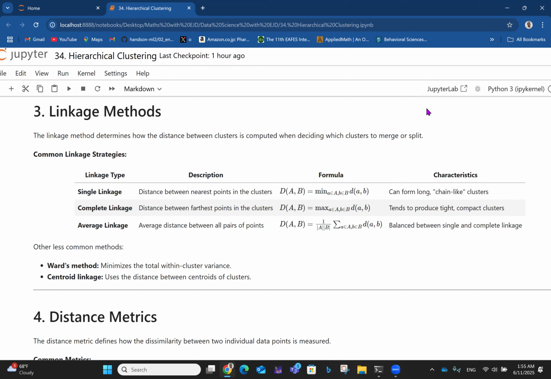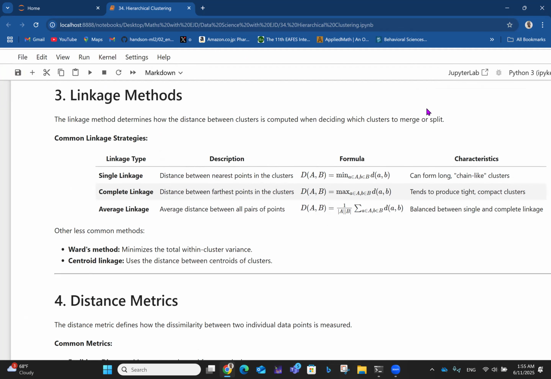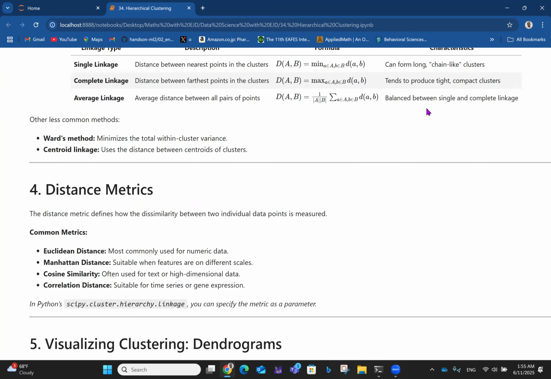Then you have average linkage, the average distance between all pairs of points. So the distance between A and B is equal to 1 over the product of the absolute value of A and the absolute value of B, and then you sum up those distances. So you're averaging out the distances, like what the description says, average distance between all pairs of points. So in this case, you have a balance between single and complete linkage. There are other methods like the Ward method, which minimizes the total within-cluster variance, and you have the centroid linkage, which uses the distance between centroids of clusters.